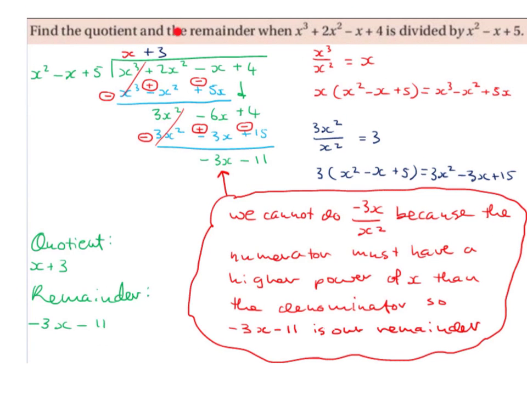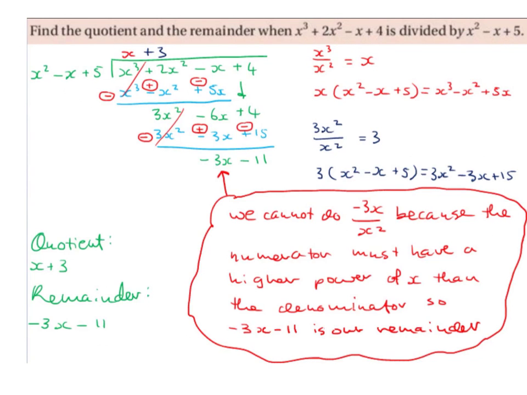Find the quotient and the remainder when x cubed plus 2x squared minus x plus 4 is divided by x squared minus x plus 5. So this goes inside my bus stop, and this goes outside my bus stop. So I take the highest power of x inside the bus stop, that's x cubed, and the highest power of x outside the bus stop, that's x squared, and I divide them, getting x. That's the first part of my answer.